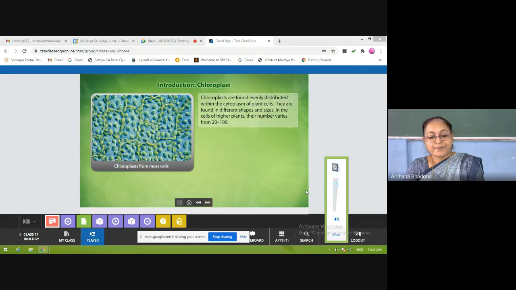ATP and NADPH2 are synthesized, which are utilized. Where they are utilized, anyone remembering?